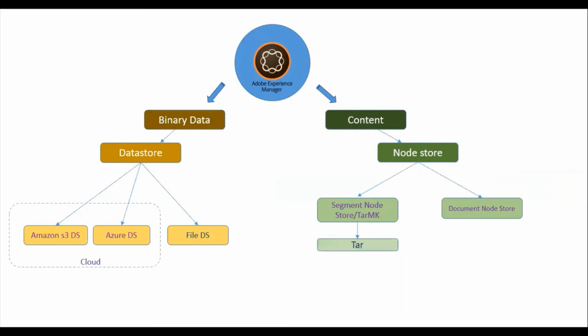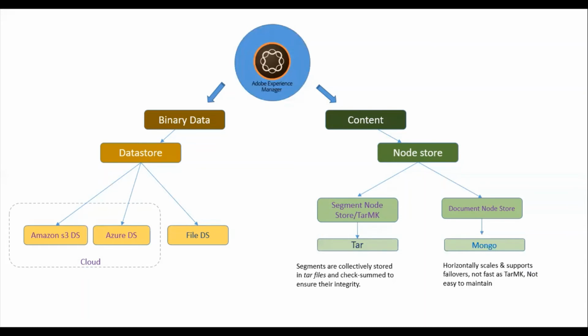The base of segment node store is Tar. The segments are collectively stored in tar files and checksummed to ensure their integrity. And the base of document node store is Mongo. It horizontally scales and supports failovers, but is not as fast as TarMK and not easy to maintain. You can go through the video description for more details.